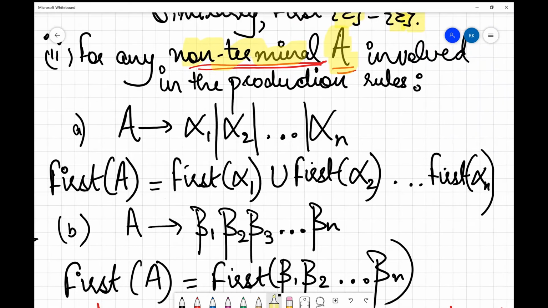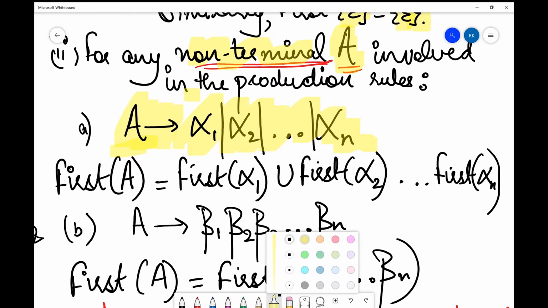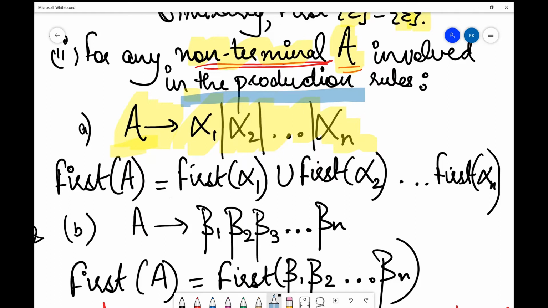Now we have this production over here: A goes to alpha 1 | alpha 2 | and so on till alpha n. Now this alpha could be a non-terminal or a terminal. I am not saying that it is a terminal or non-terminal, it can be anything. But the important thing is, if the question says find the First of A, then it is the First of the right hand side. So it is the First of this entire thing, to clarify.